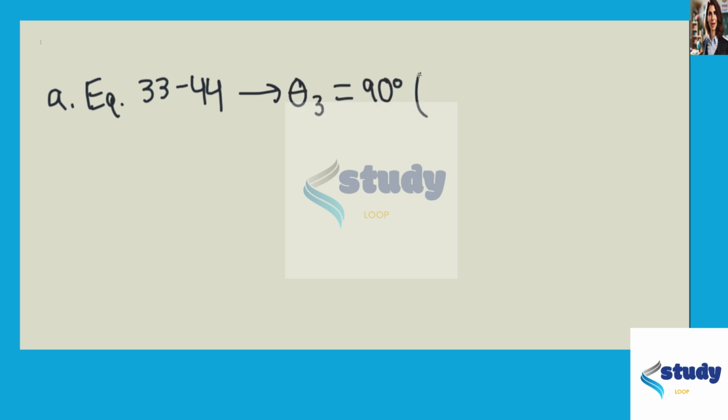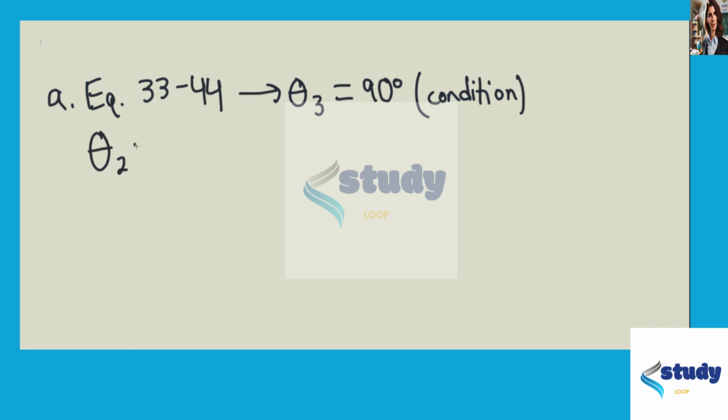So here, for part A, we can use the condition in equation 3344. The condition required in the critical angle calculation here would be that the angle theta sub 3 would be equal to 90 degrees. So this would be the condition for equation 3344.